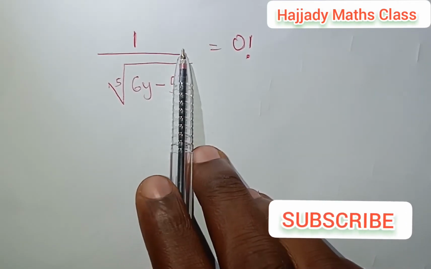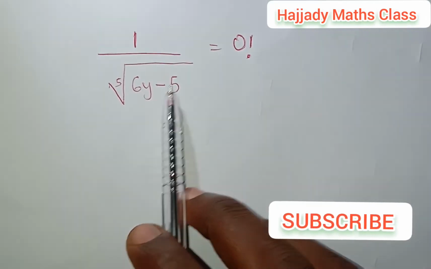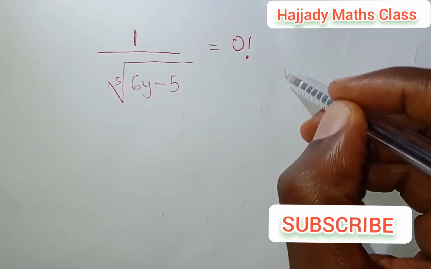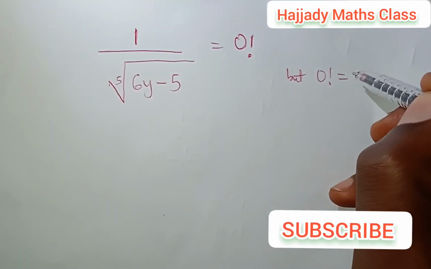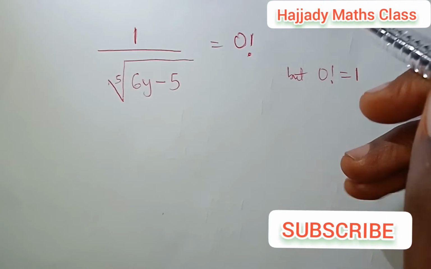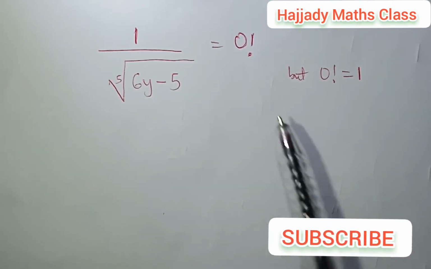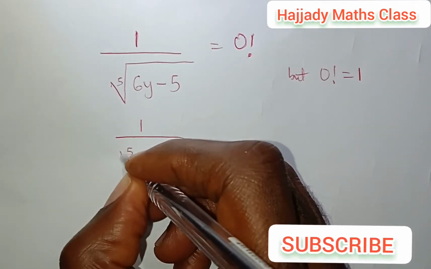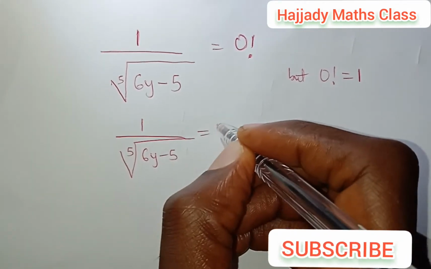Now today we'll be solving this question. We have 1 over the 5th root of 6y minus 5 equals 0 factorial. Mathematically speaking, we know that 0 factorial is equivalent to what? 1. It is the same as 1. You can press your calculator to confirm that. So that shows this is taking the place of what? 1. So here we have 1 over the 5th root of 6y minus 5 equals 1.